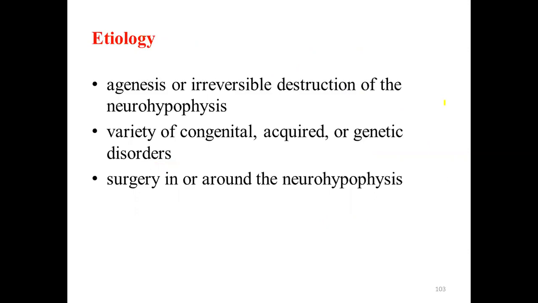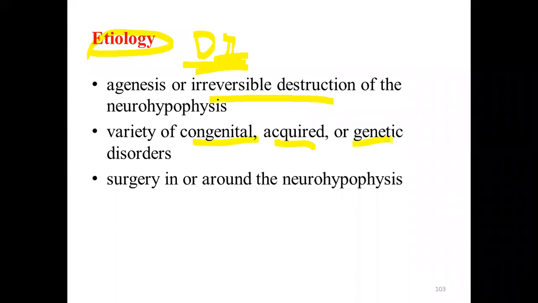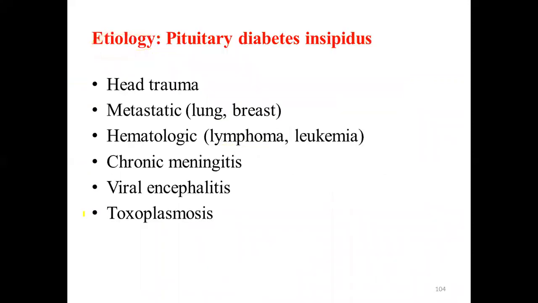Then, when you look at the etiology of DI in short, it is mostly due to destruction of the gland. If the posterior pituitary gland is destroyed, the patient can have this problem. That is the most common etiology. Then it can be due to congenital, acquired, or genetic disorders, some other causes, and even surgery. Those are some of the etiologies responsible for causing this defect.